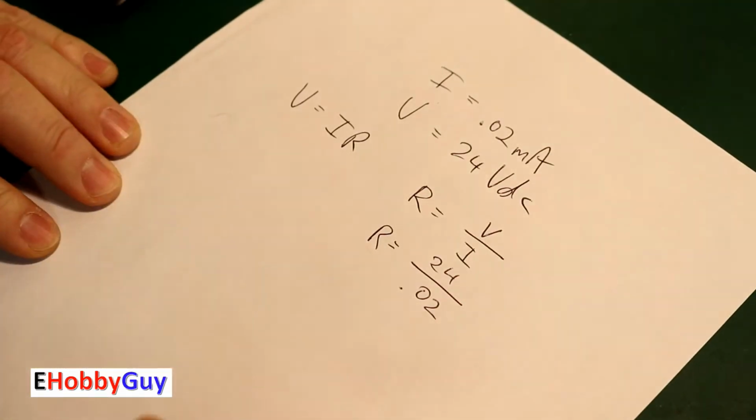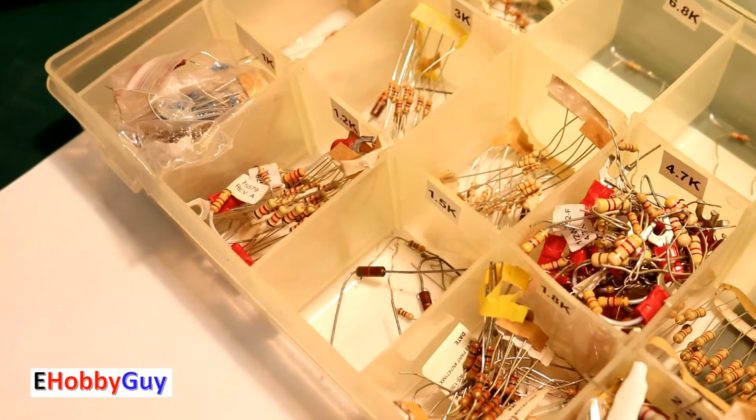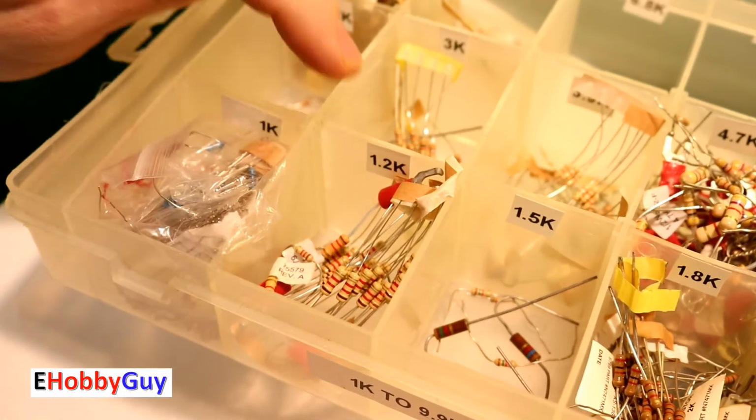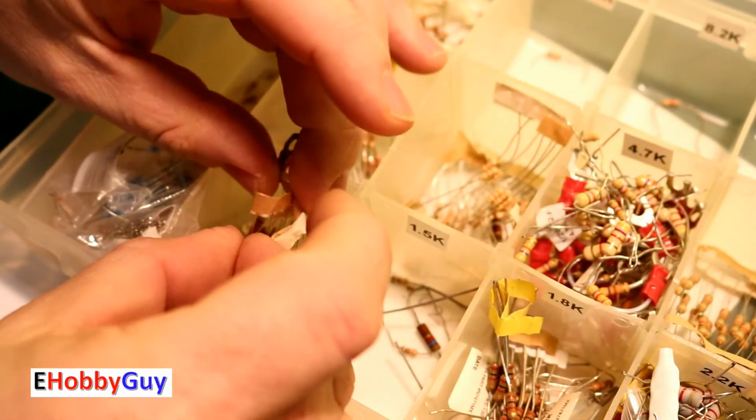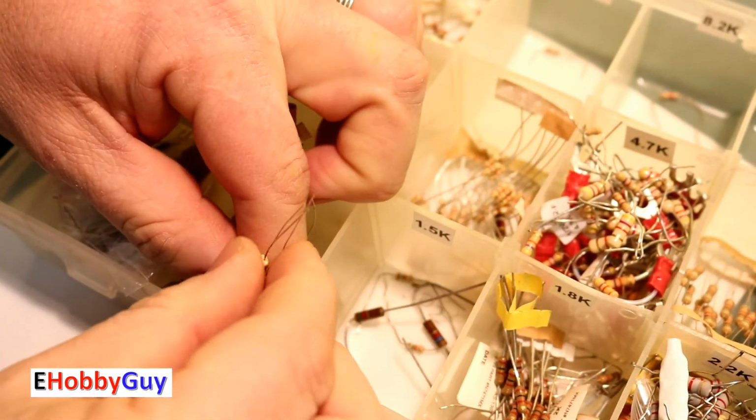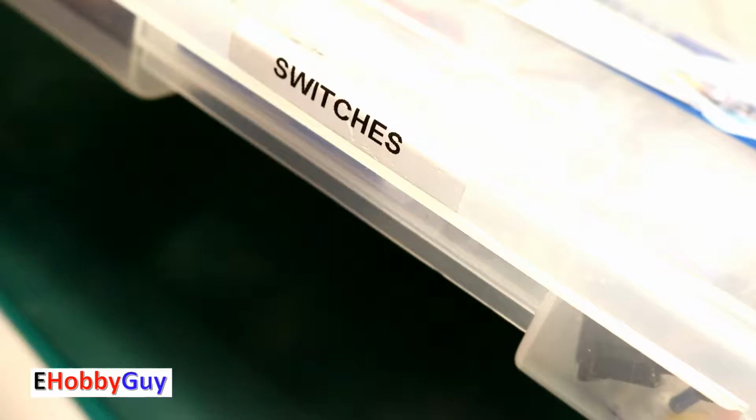Let's see what I have. Looking at this range of resistors that I have, I can see right here I do have 1200 ohm resistors, 1.2K of course. Right now, to get ready, I'll just pull 2 of these out. Now we should be ready to move on. Here I have some of my switches.